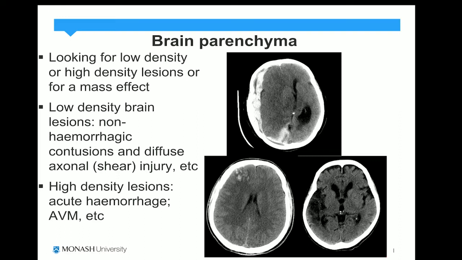So low density brain lesions are normally non-hemorrhagic contusions or diffuse axonal shear injuries. So this is an example of a low density brain lesion. And then high density would be very dense, and that is normally an indication of acute bleeding, as we can see on the right side of the brain where there is a subdural hematoma. And then we can also see there's some intracerebral bleeding, so little punctate lesions of hematomas.